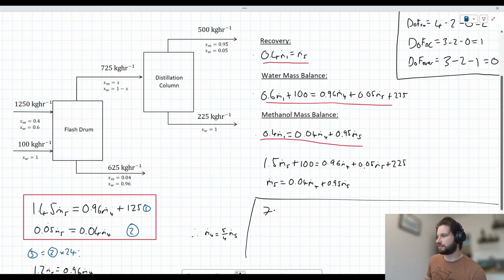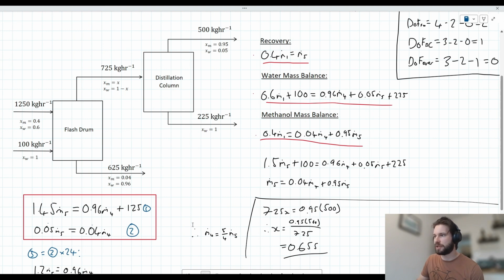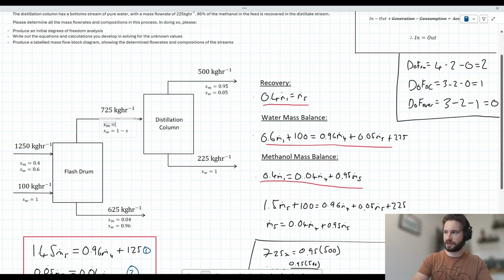So we're saying 725x is equal to 95% of 500. We could divide both sides by 725 then, and say that x is equal to 95% of 500 over 725, which gives us a value of 0.655 for our mass fraction of methanol in M3 here. Let's just update the mass flow block diagram. And there we have it.